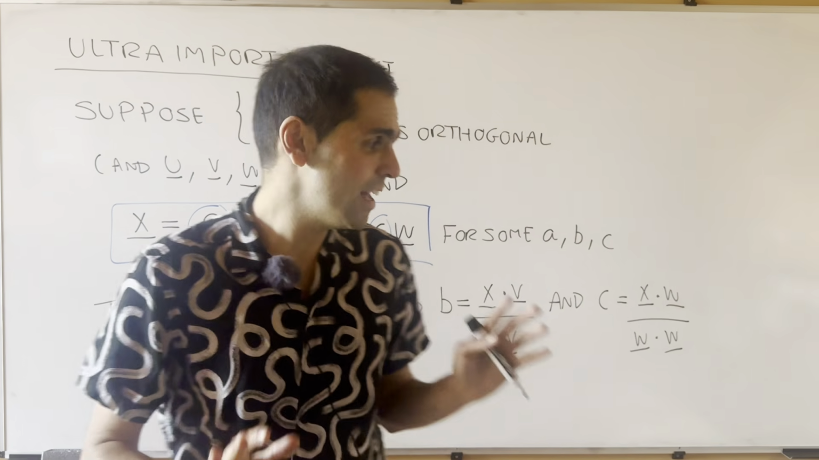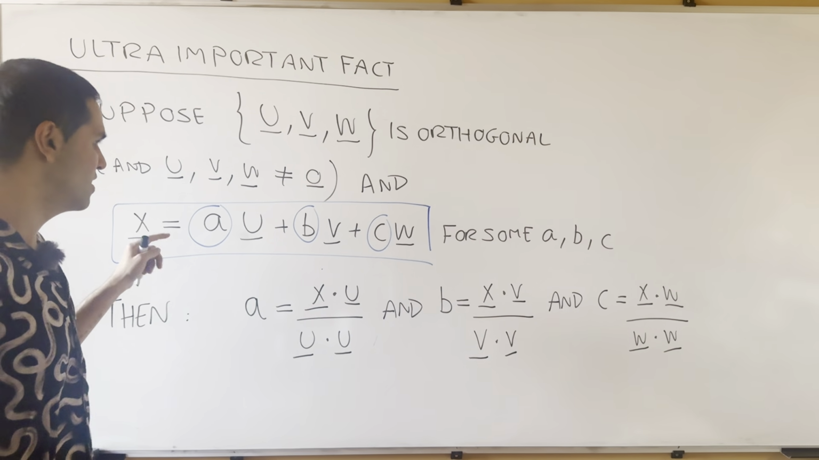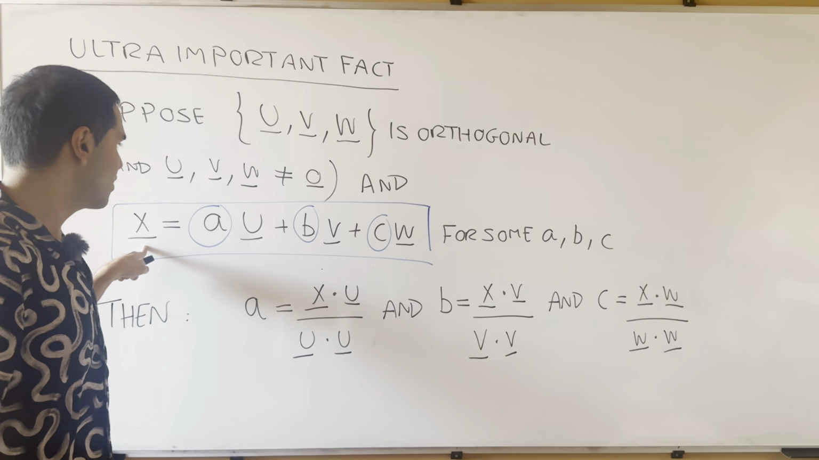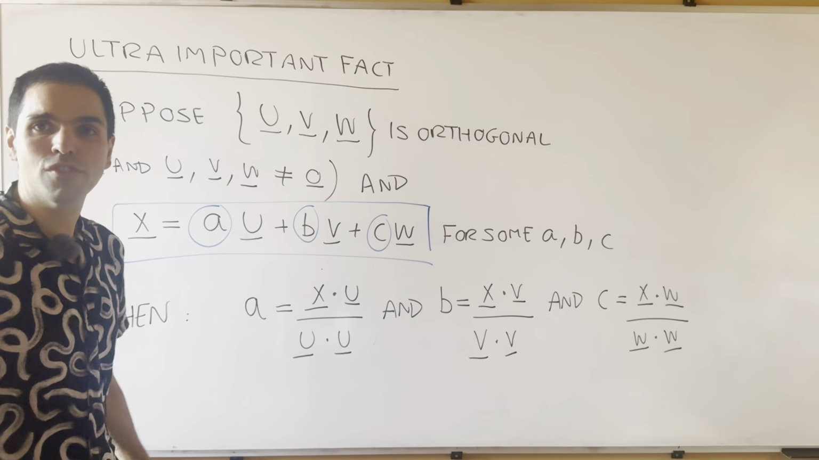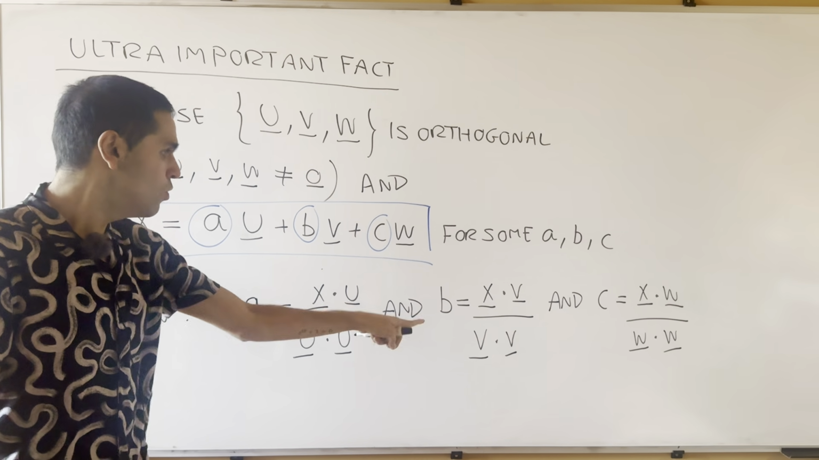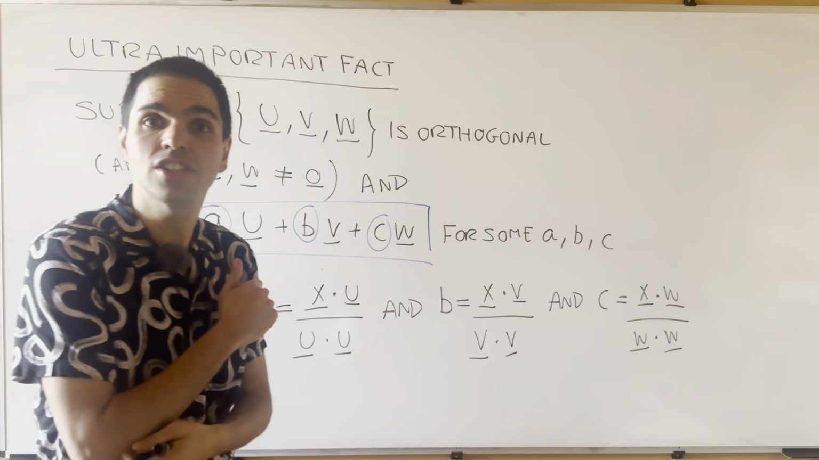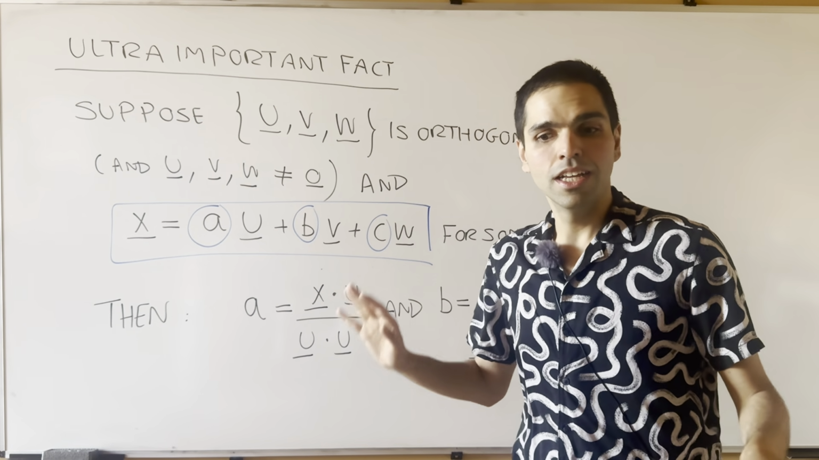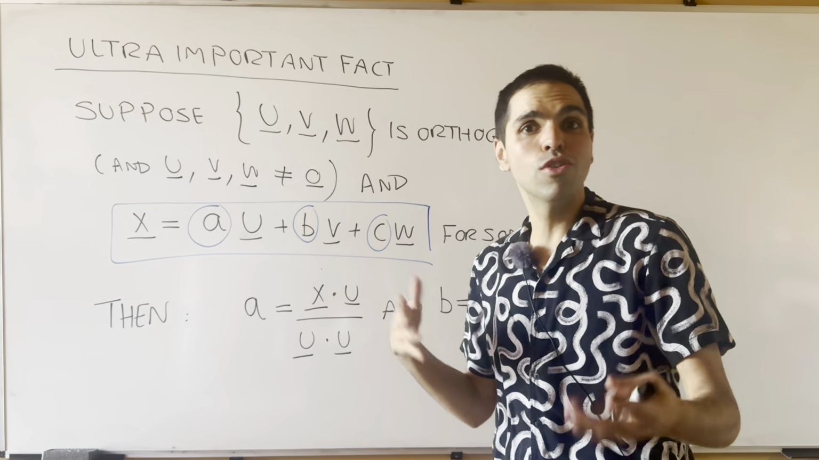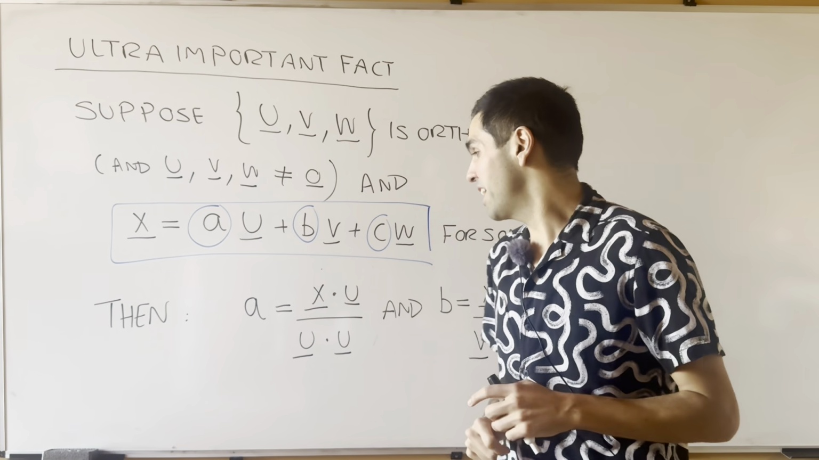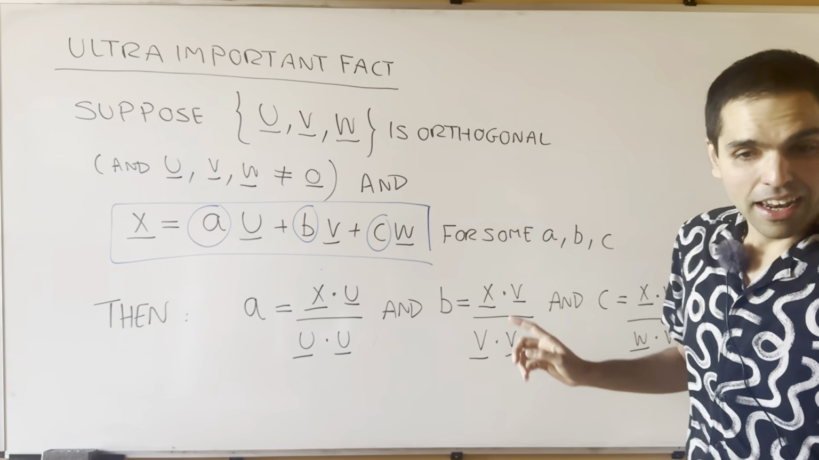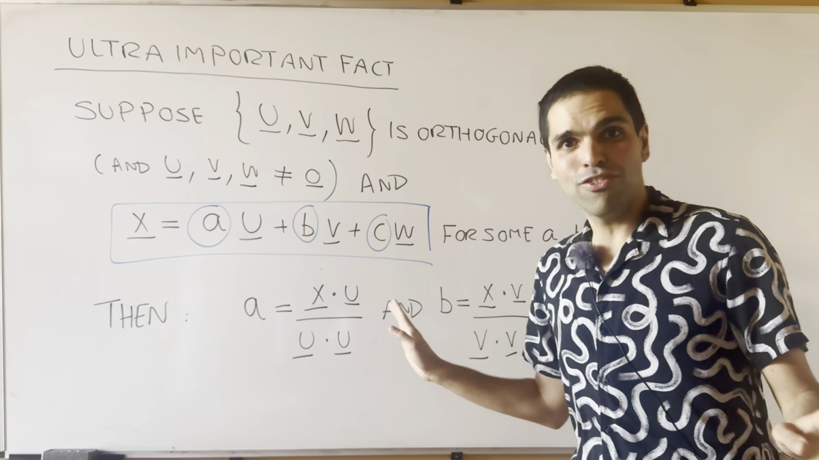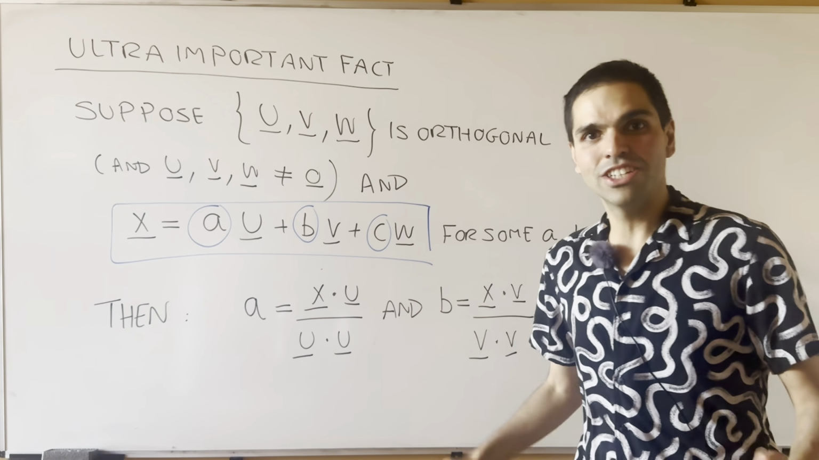So once again, I cannot emphasize how important this is. If a vector x is a linear combo of orthogonal vectors, then we can actually find the coefficients explicitly. We have a super elegant formula for this, which is what will make Fourier series work, which is our next topic. And I will prove this, but before that, I want to give you an analogy.